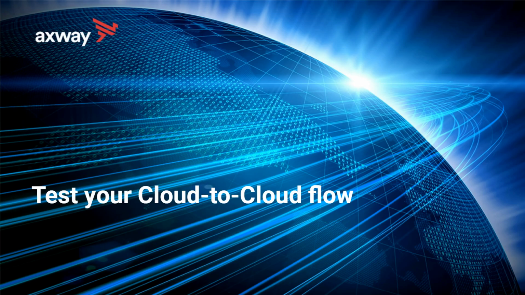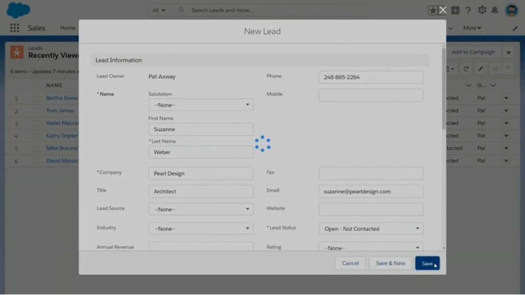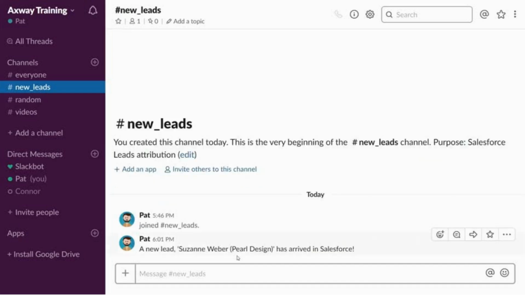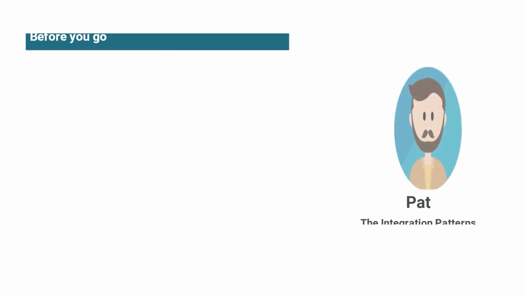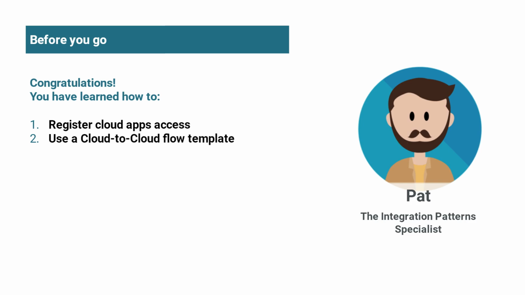Now, we just need to test our cloud-to-cloud integration flow. You can create a new lead in Salesforce, and you should see a related notification in Slack. Congratulations! You are now able to register your own Cloud Apps access, use a cloud-to-cloud flow template, and test your cloud-to-cloud flow.